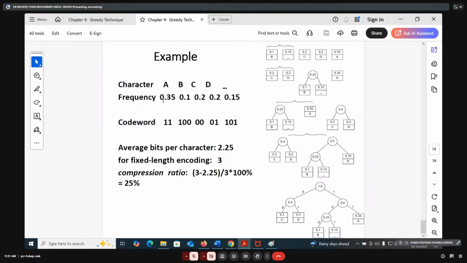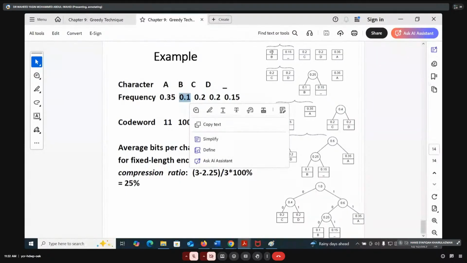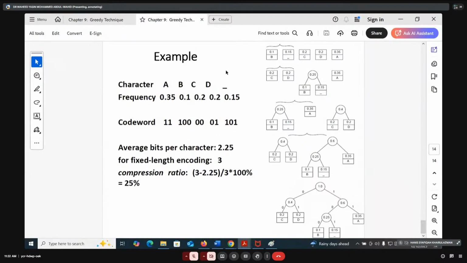Now I just arrange them in ascending order. So what is the minimum here? B is 0.1. Then this is the frequency. B 0.1, then 0.15, then C and D 0.2, 0.2, then A 0.35. Now, as Huffman said, Huffman tries to find the minimum points.